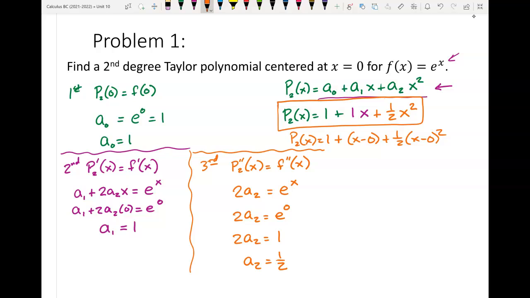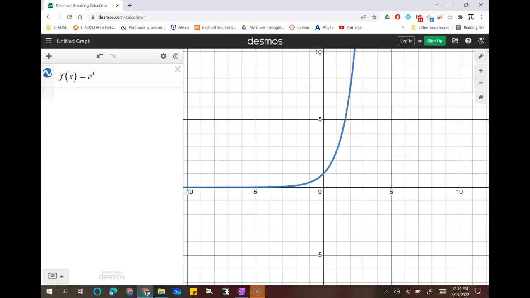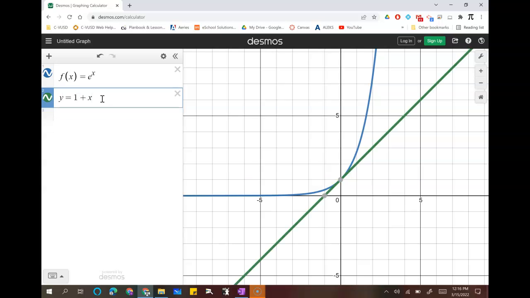Let's go ahead and throw this into Desmos and see how this looks against my function. I do have Desmos here. Let's go ahead and clear that out. Let's put in our function f of x equals e to the x. All right, so there is my function. Let's put in the first degree Taylor polynomial, that tangent line that we found. That was y equals 1 plus x.